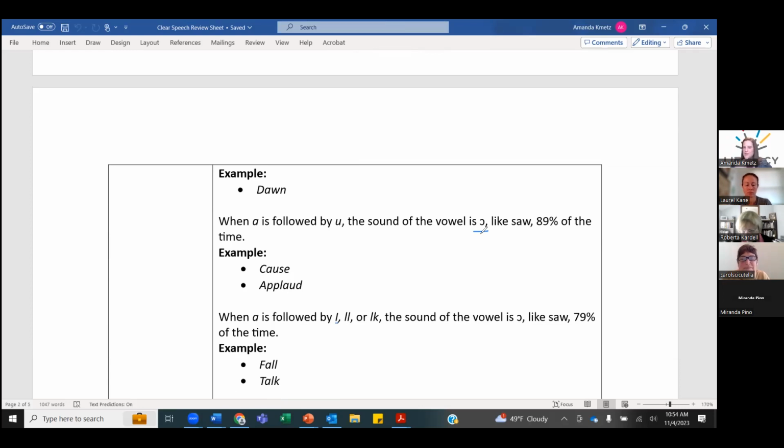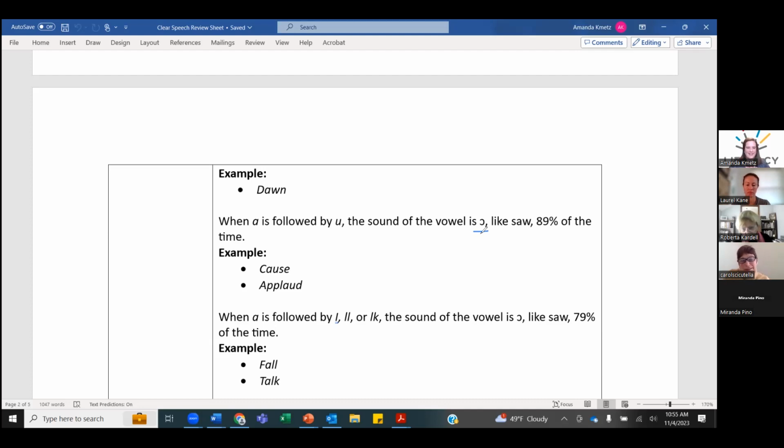And so just some rules that the book goes over for pronouncing these sounds. When an A is followed by U, we pronounce it aw like that about 89% of the time. So you kind of have to round your lips a little bit. Aw. So it's not an A sound at all. I don't know if that helps you.